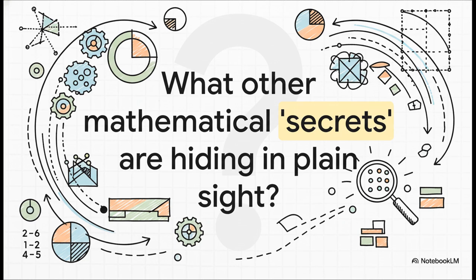So we've basically just uncovered the simple, beautiful logic hidden behind numbers that look really complicated. It really makes you wonder, doesn't it? Now that you can see these patterns, what other mathematical secrets are just out there, hiding in plain sight, waiting for you to find them?